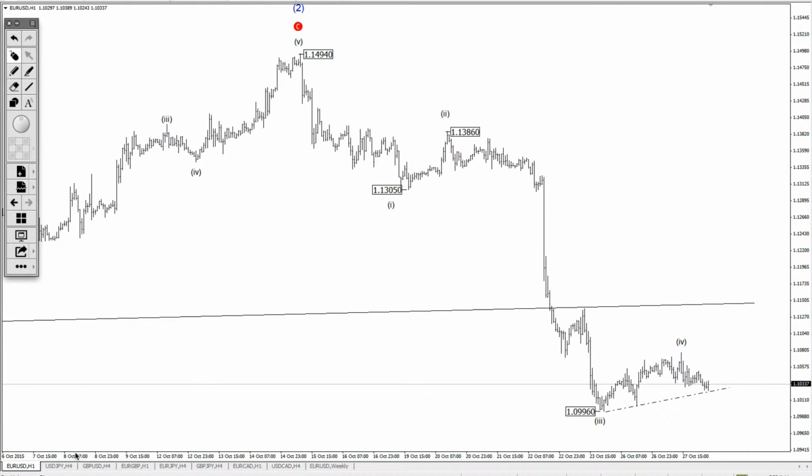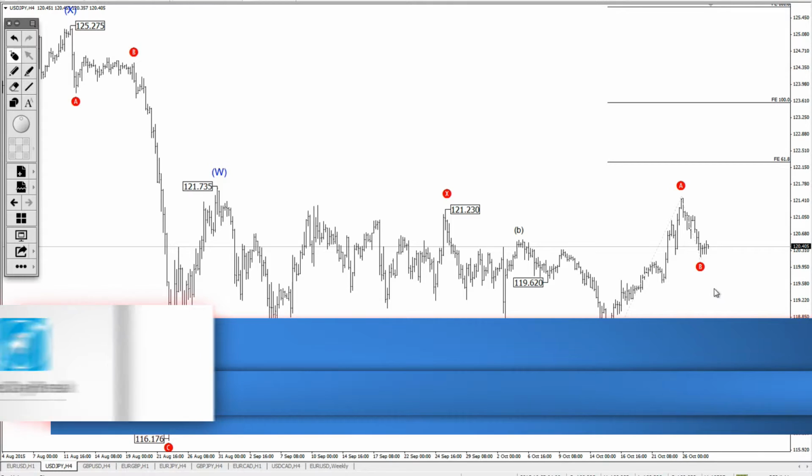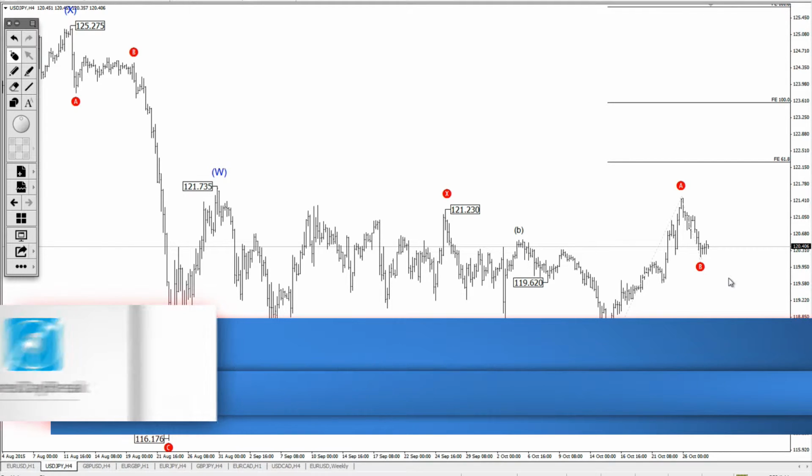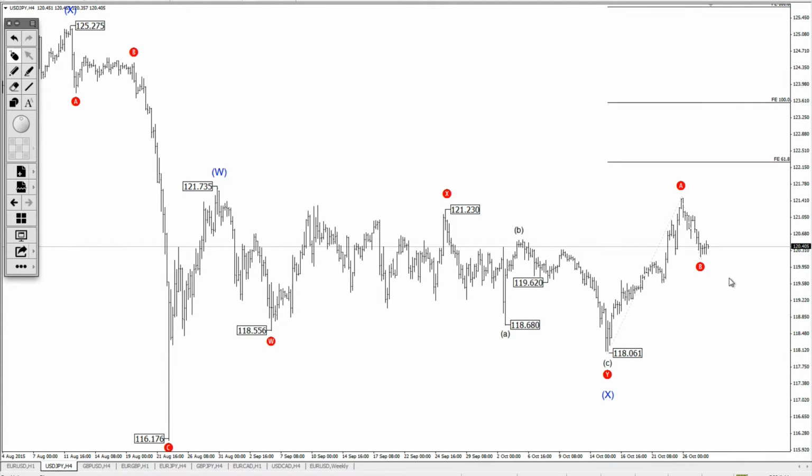Okay, let's move on to dollar yen, and we have a good structure in dollar yen. We can expect the next leg higher to start soon. I have labeled waves A and B of this corrective structure as completed, and now the next move should be to the upside. It gives us a good trading opportunity here.